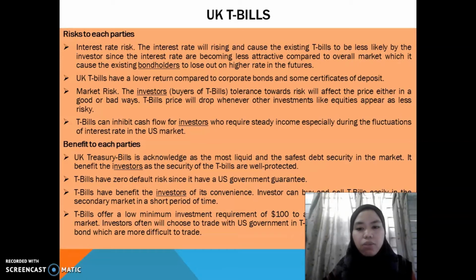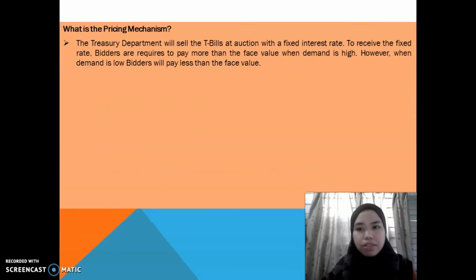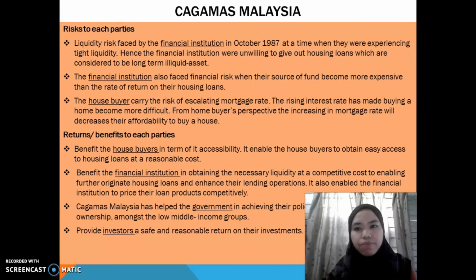T-bill offers a low minimum investment requirement of $100 to attract many investors into the market. Investors will often choose to trade US government T-bills rather than other corporate bonds, which are more difficult to trade. What is the pricing mechanism? The Treasury Department will sell the T-bill at auction at a fixed interest rate. To receive the fixed rate, bidders are required to pay more than the face value when demand is high. However, when demand is low, bidders will pay less than the face value.